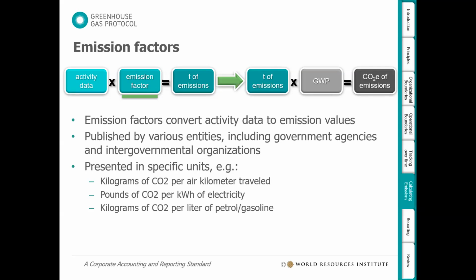Something to note, it may seem obvious, but it's quite critical, is that emission factors are presented in specific units. For example, kilograms of carbon dioxide per air kilometer traveled, or kilograms of CO2 per liter of petrol. And so given that, it's clearly important to make sure that the units match those of the activity data. Another point is that we do recommend that companies use the most recent available emission factors while maintaining consistency.